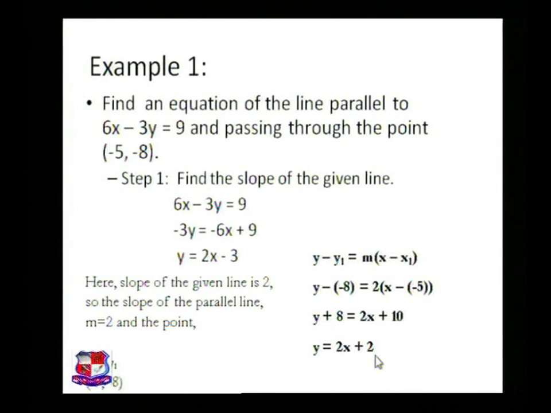Here one thing can be noticed: if two lines are parallel to each other, then only their constant term differs. Here the constant term is -3 and here it is +2, which is the only difference between these two lines. Otherwise all the rest is equal, because here y equals 2x minus 3 and here y equals 2x plus 2. So this is the property of any two parallel lines: the constant term is the only difference, and the rest of the terms will be the same.